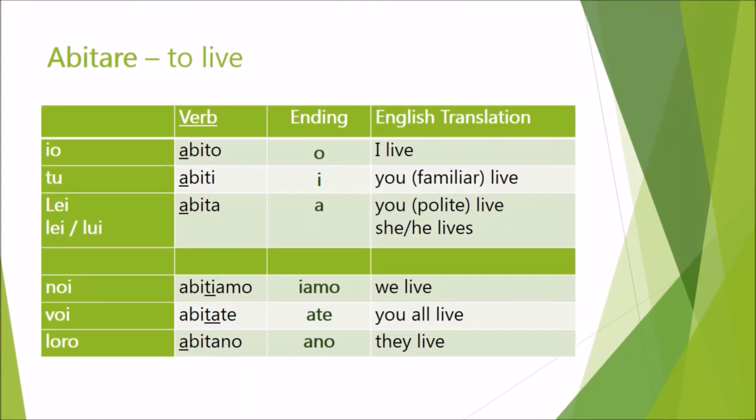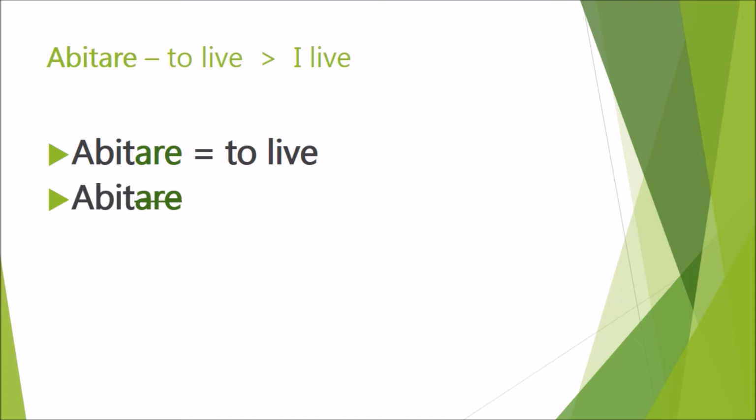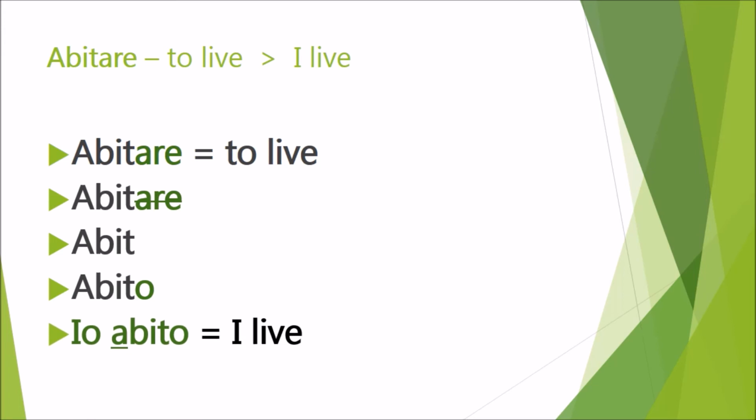Here is our verb chart again with our example verb. Let's see how this works. Let's change to live into I live. Abitare, to live. Now take away the -are and you will have abit-. Add the ending and you will have abito. Io abito. I live.